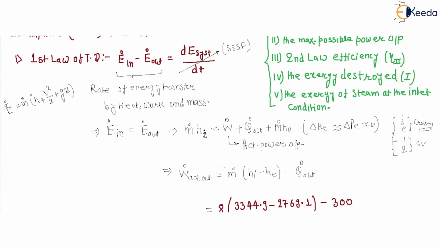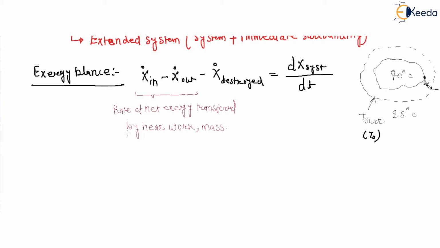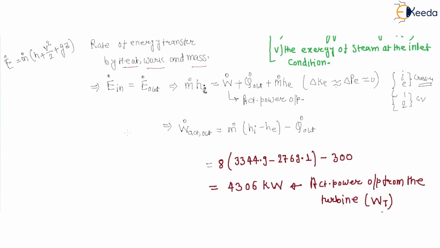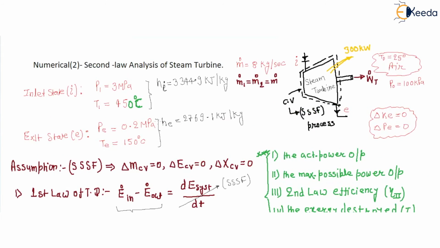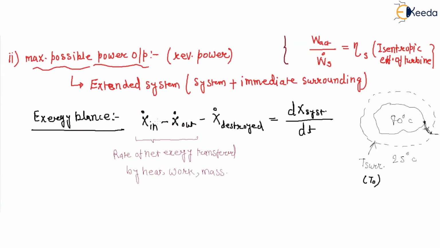Same like this, what is this? Rate of energy transfer by heat, work, and mass. Same like that, rate of net exergy transfer. This is your rate of net energy transfer. So this is the net rate of energy transfer by heat, work, and mass. And this is also the rate of net exergy transfer by heat and mass.